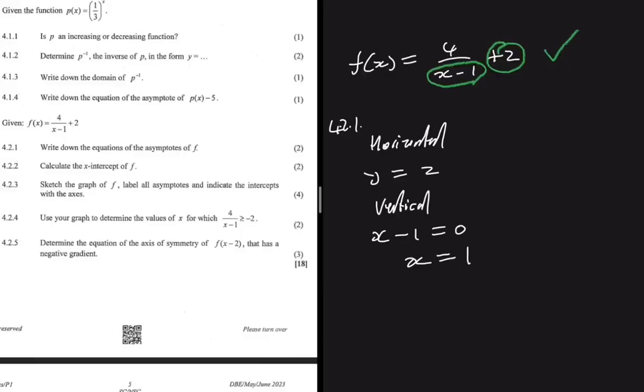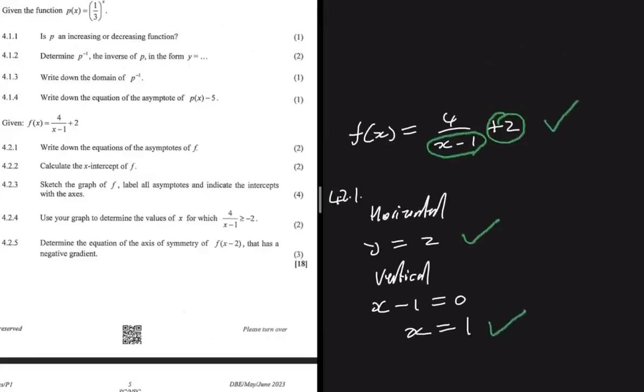So we have our horizontal asymptote and we have our vertical asymptote, that is 4.2.1, right? The value that is in here, this value right here, will always be your horizontal asymptote. If it was minus 3, then our horizontal asymptote will be minus 3, right? That's how it works.